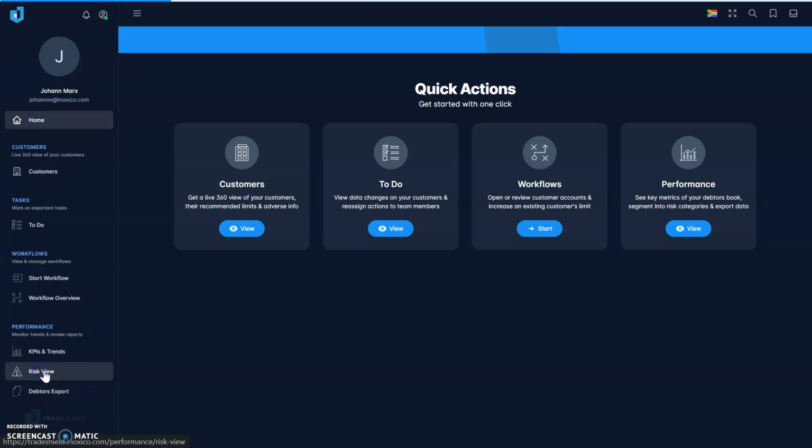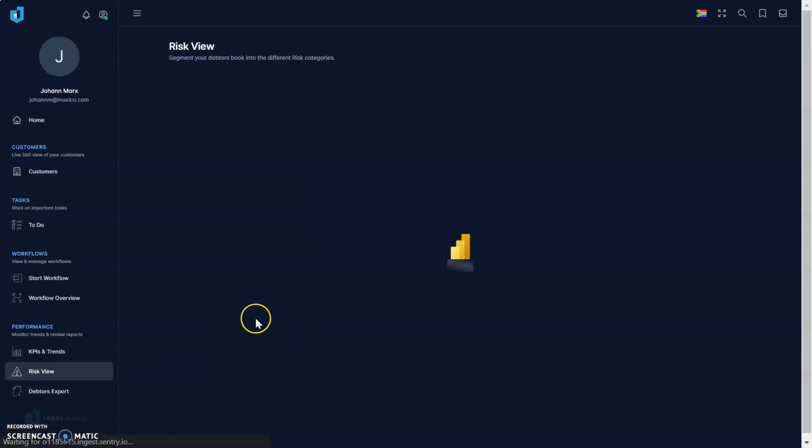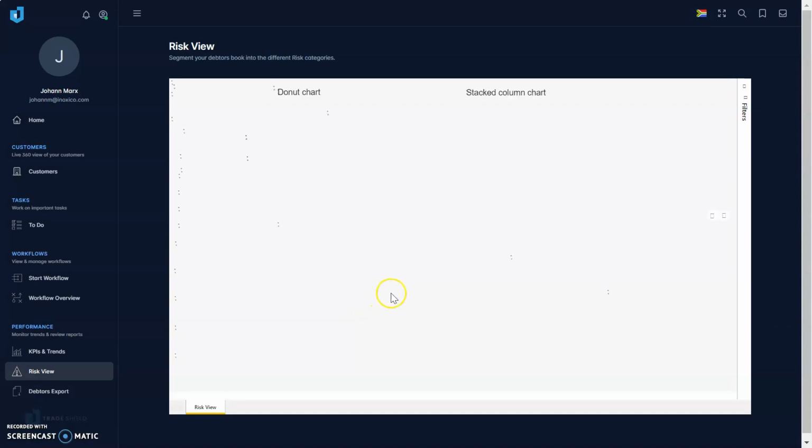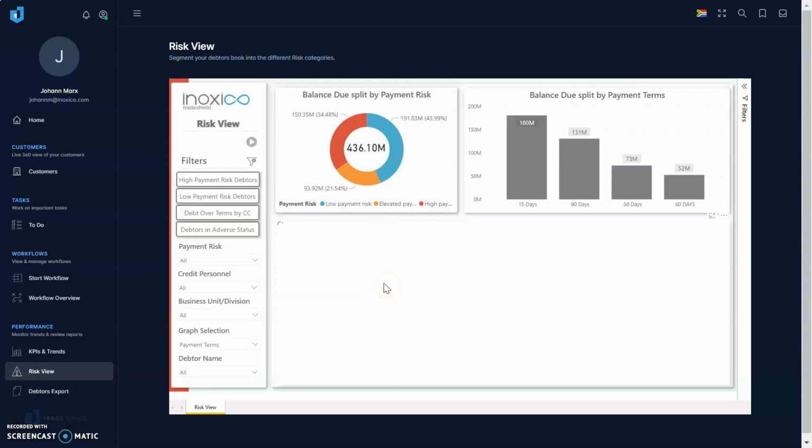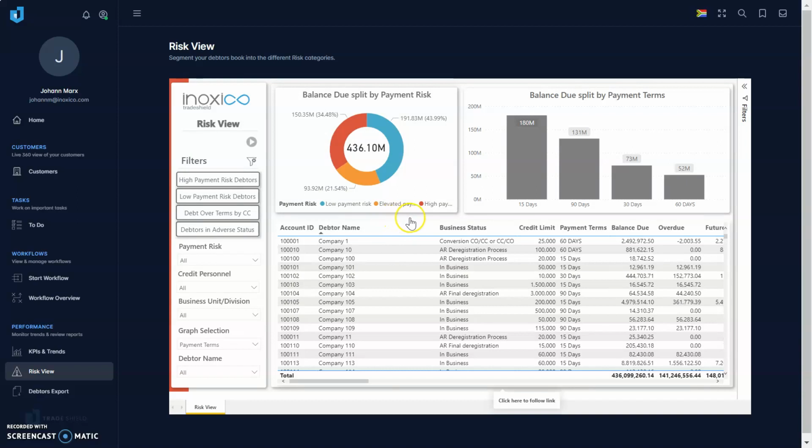Today we're going to go into the risk view and see what that gives us. So when you click on the risk view button, you'll be able to see your debtors book segmented by different risk categories. The risk categories we're talking about here is the payment risk, and just in short, the payment risk is an indicator of whether the debtor is likely to pay you on time. If there is a high payment risk involved, like we saw in there, it simply means that the debtor is unlikely to pay you on time. With the low payment risk, it means that the debtor has got the capabilities to pay on time and is likely to do so.